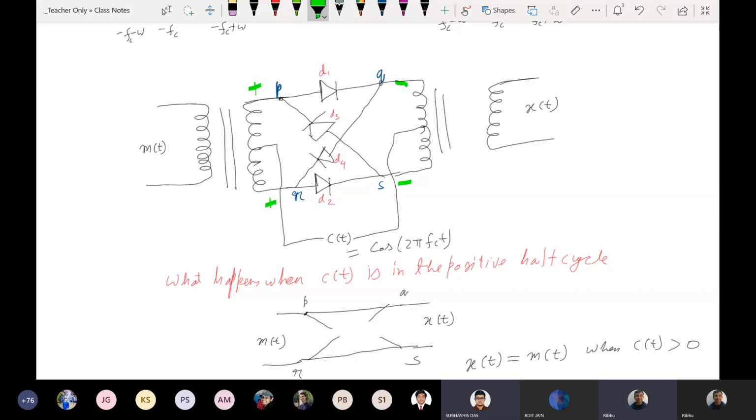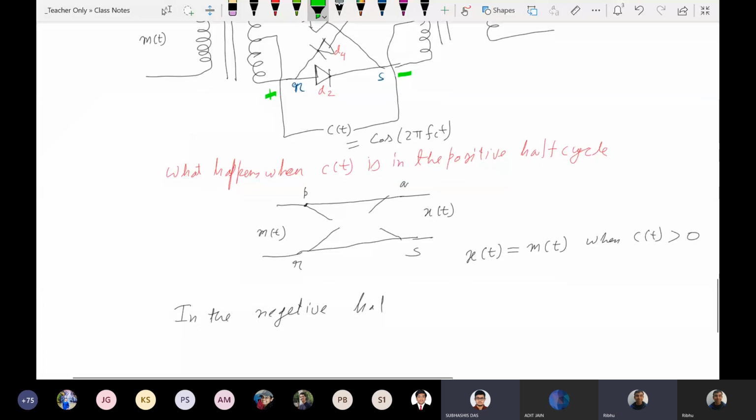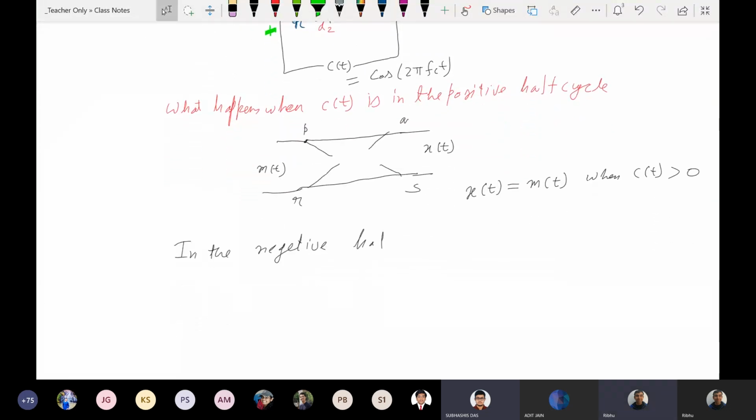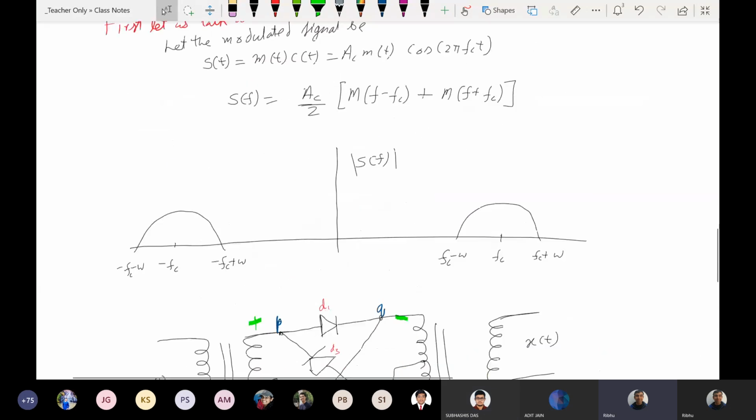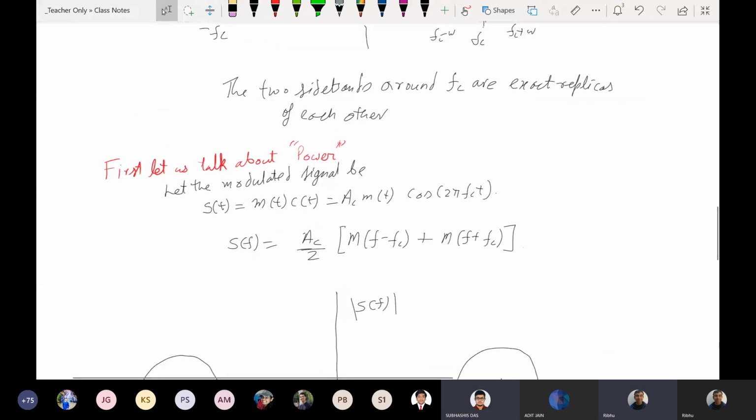Subhashish, I have one doubt. In order to tackle the power issue, you change the signal to AC times M times cos, right? Yes. So how are you tackling the omega bandwidth? I just said that. So if you read over here, first let us talk about power. I'm not talking about the bandwidth.